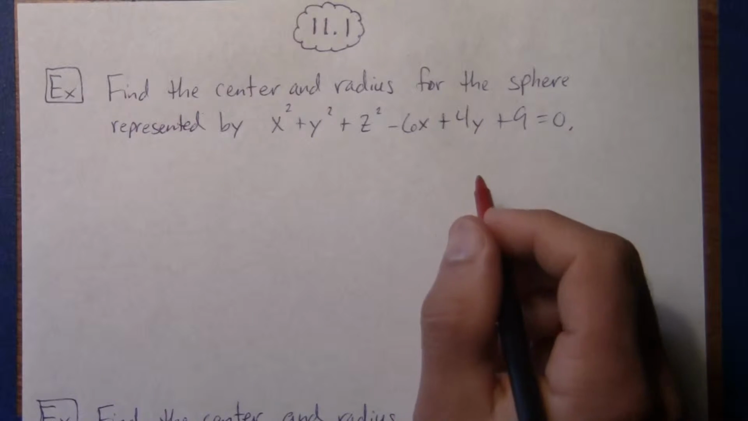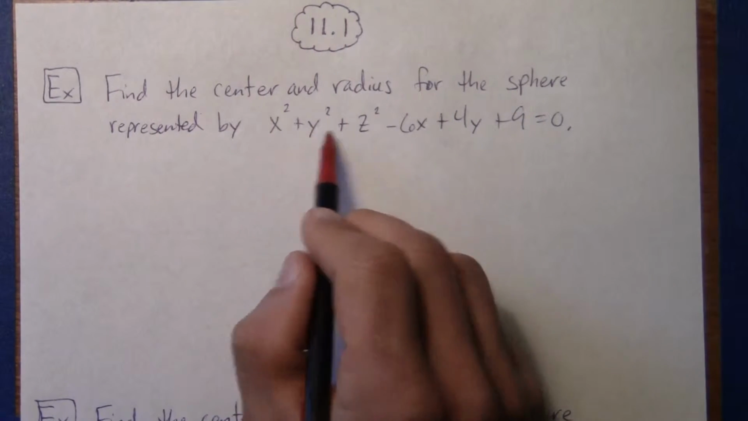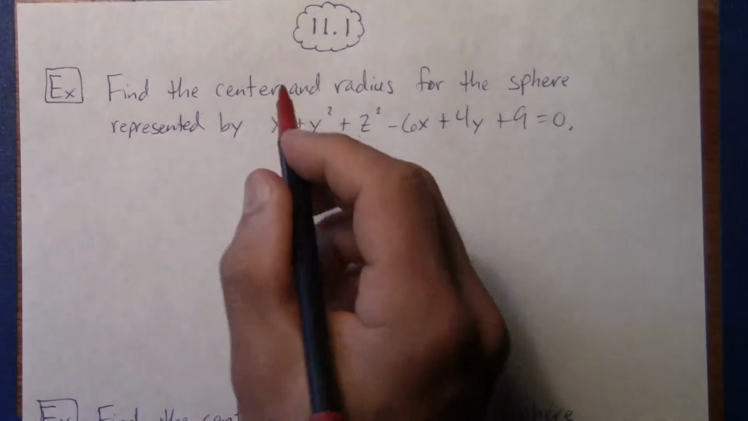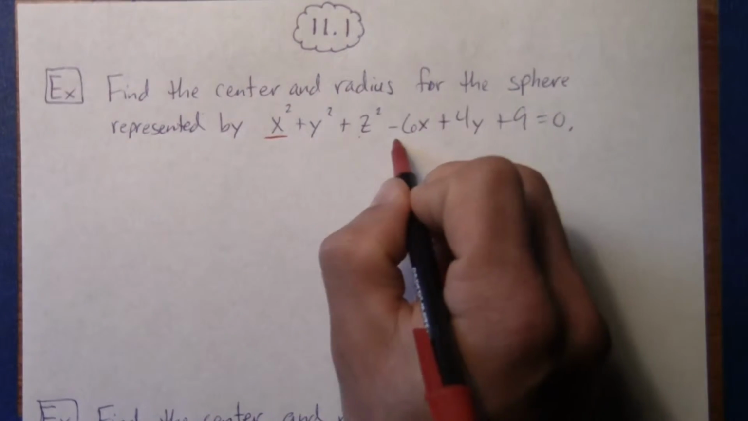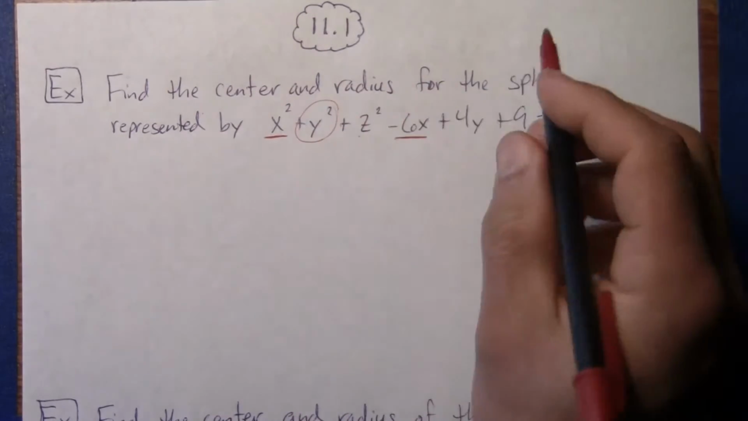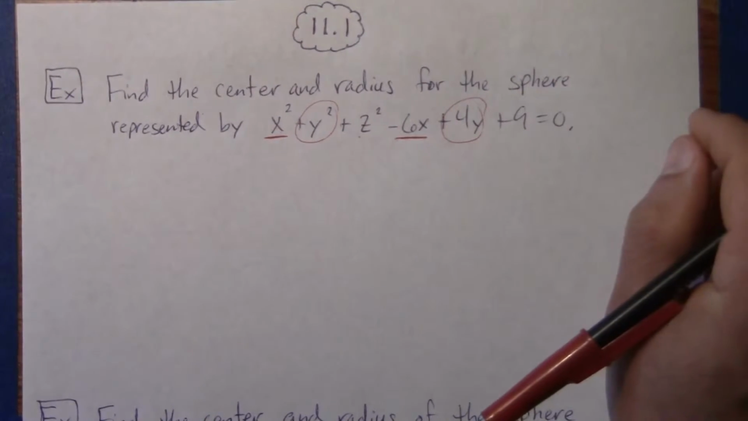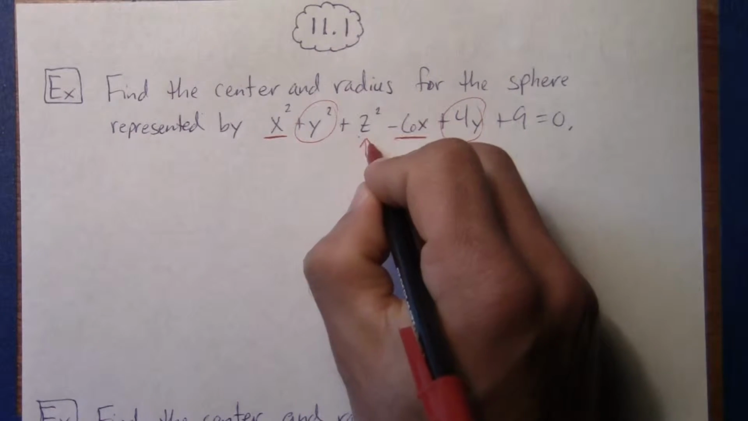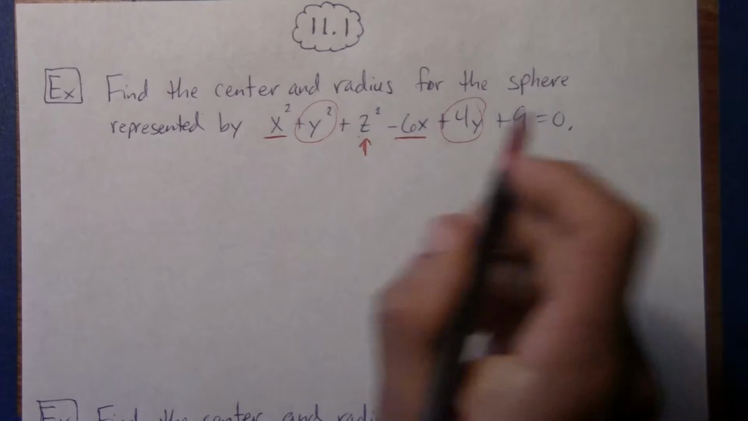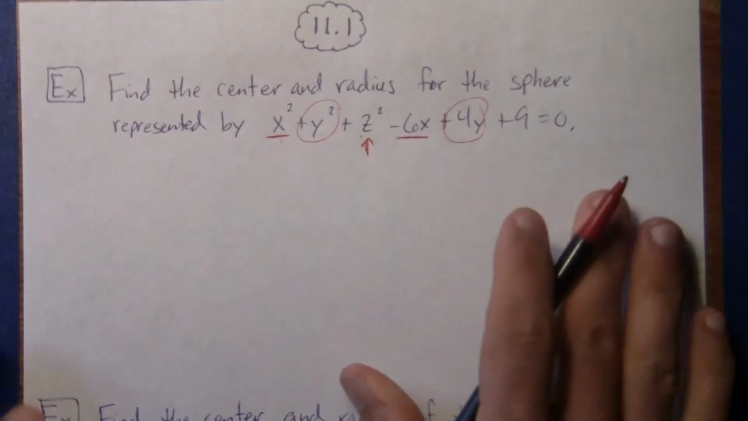Find the center and the radius for the sphere. Now, I can see it's a sphere because I've got 3 variables being squared. And I know it's not in standard form because I see I've got x squared and a singular x term. I've got a y squared term and a regular y term. Now the z part of this is actually in standard form because there's no z term here. So I need to complete the square with both the x's and the y's.